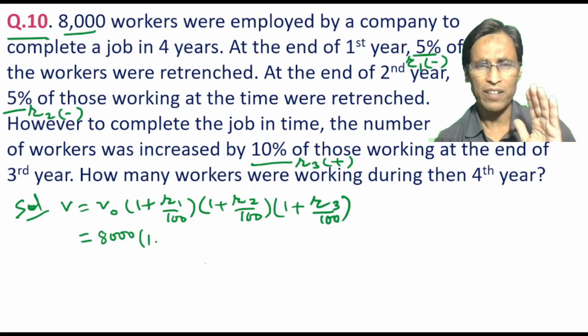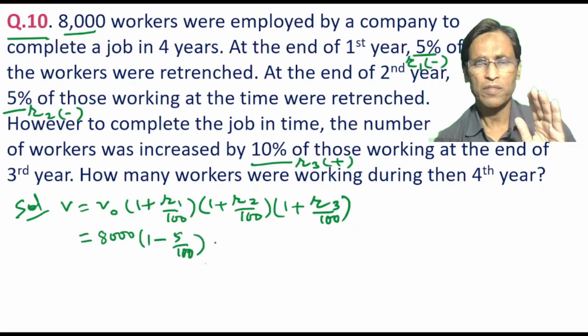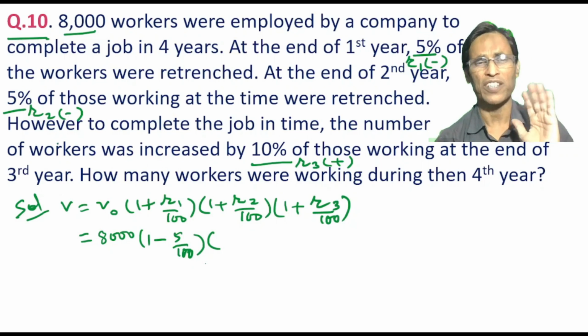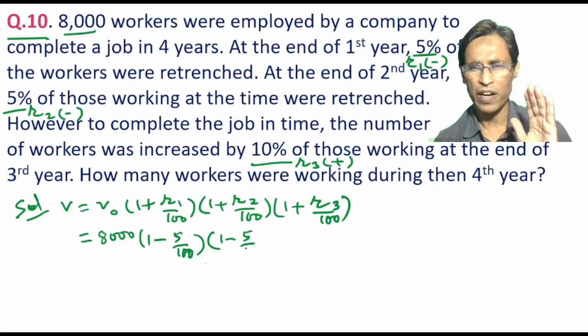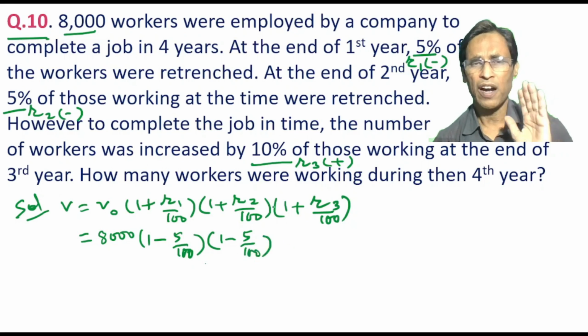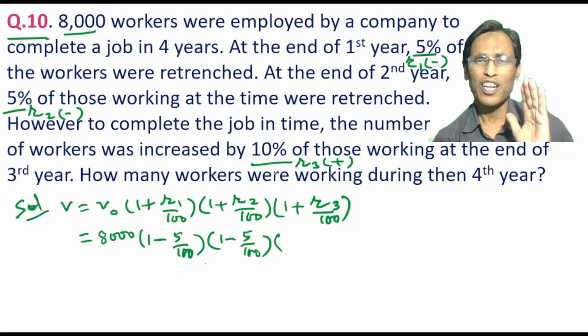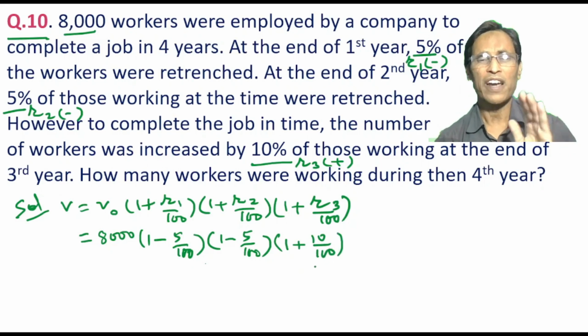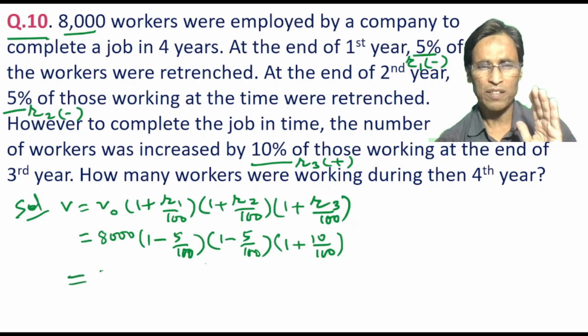We will replace R1 as 1 minus 5 by 100. Again in the second factor, 1 plus R2, R2 is once again the same thing. Therefore, R2 will be replaced with the sign of minus 5%, 1 minus 5 by 100. And in the third year, the number of workers were increased by 10%. So R3 will be positive. Therefore, we will have here 1 plus 10 by 100. And now we will simplify in the next step.